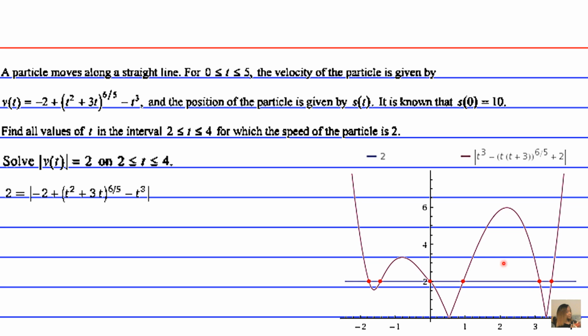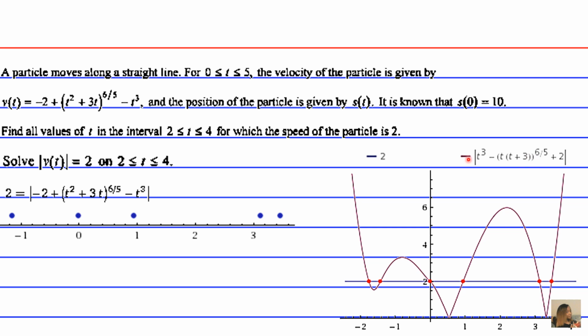I just want to show you that the dark blue line represents 2, and the purple line represents the function v(t), which is -2 + t^2 + 3t^(6/5) - t^3. Well, the absolute value of it.